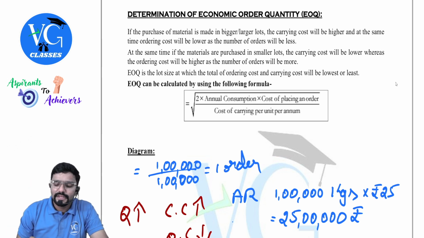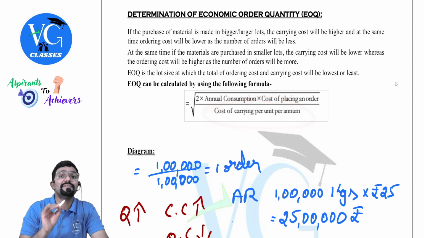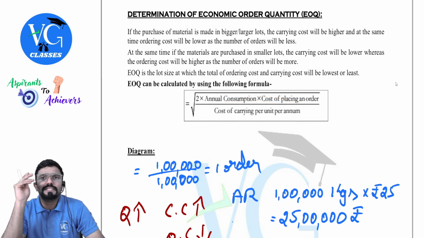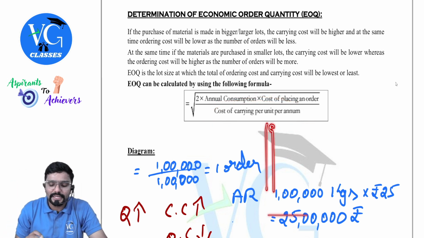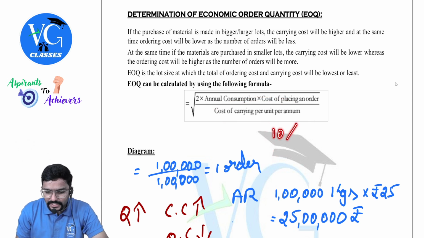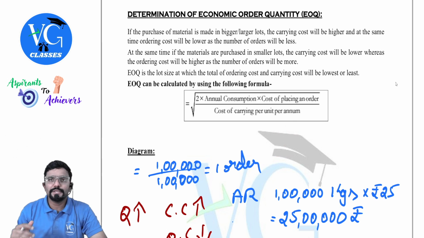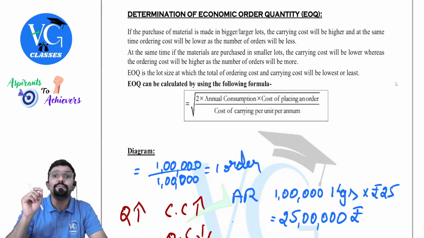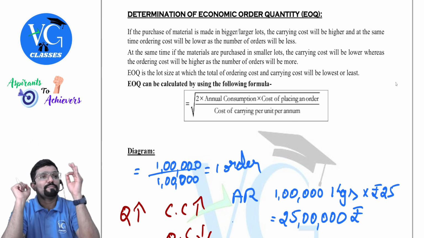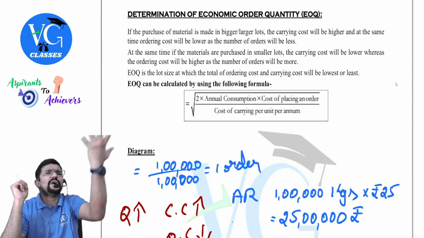Guys, listen. Carrying cost sometimes will be given in percentage. For example, carrying cost is 10%. Sir, I should apply this 10% on what? Purchase price. What price? Purchase price. Purchase price of raw material. Sir, what is the logic behind it, sir?